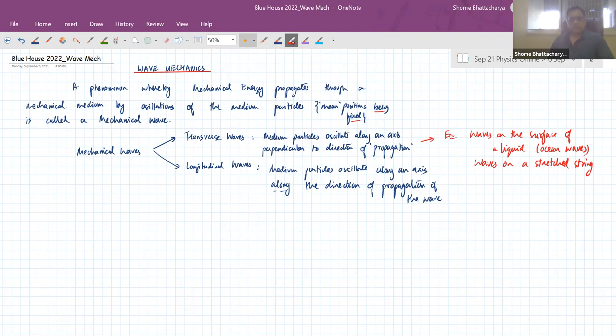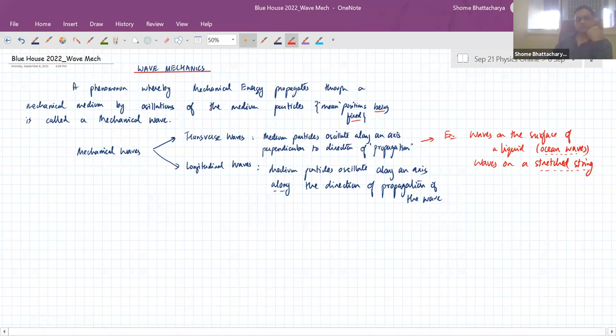Anyhow, getting back to this, examples of waves which are transverse in nature, that is, the medium particles are oscillating perpendicular to the direction of propagation. The best two examples are ocean waves, or waves on any surface of liquid, and waves that flow on a stretched string. The energy propagates along the length of the string, whereas the string's particles or molecules are vibrating perpendicular to that. If you consider the x-axis to be the length of the string, the energy propagates along the x-axis, whereas the vibration of the particles happens along the y-axis.